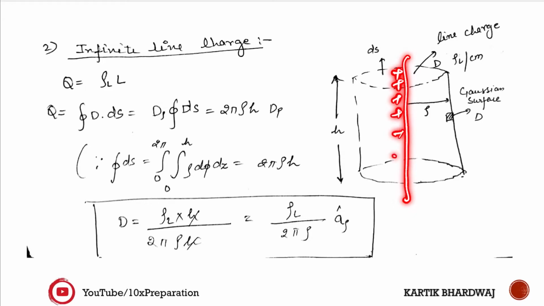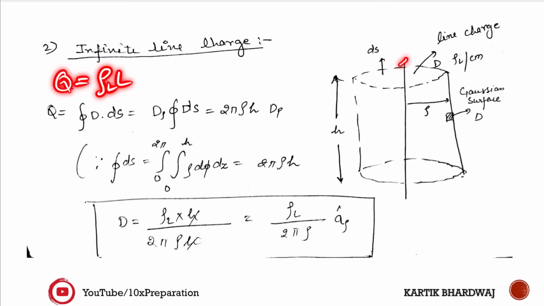So this is the line charge, and the charge over it is Q equal to rho L into L, where L is the length of the wire you are considering. Rho L is the linear charge density. It depends on whatever notations you use.